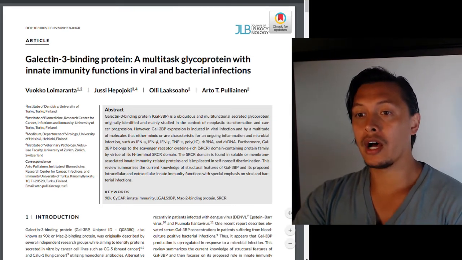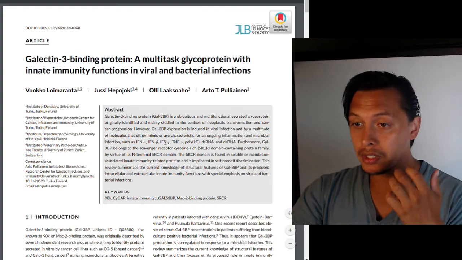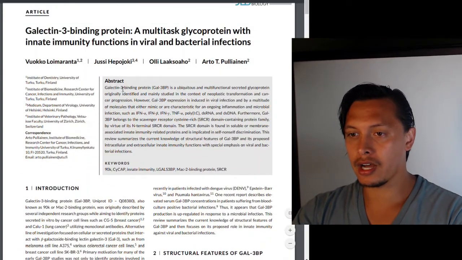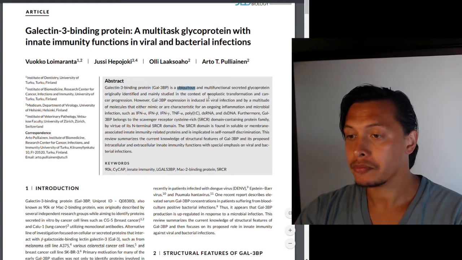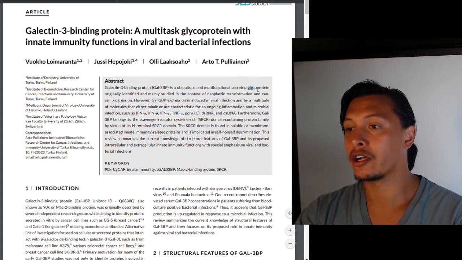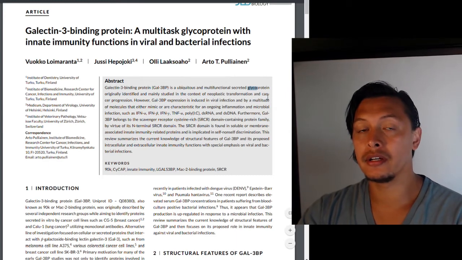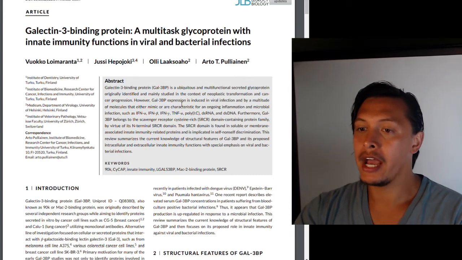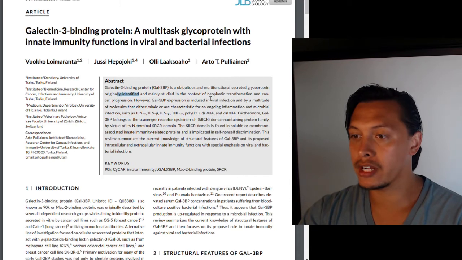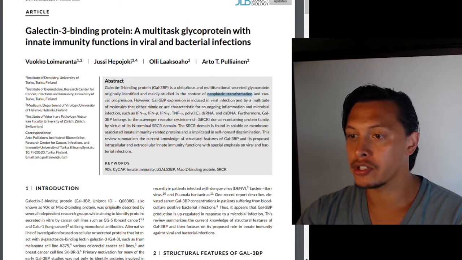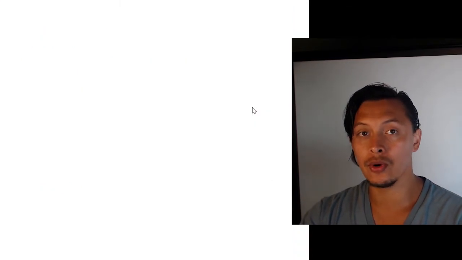So I want to go over this article to help us gain a better understanding as far as what its role in the body is. So with that, the abstract: galectin-3 binding protein is a ubiquitous, and ubiquitous meaning it's found all over, multifunctional secreted glycoprotein, which would be a protein that has glycans on it, or carbohydrates that have been added onto the protein. And this was originally identified and mainly studied in the context of neoplastic transformation and cancer progression. So neoplastic transformation, this is when the cells are turning into cancerous cells.